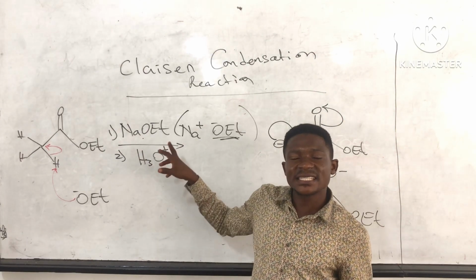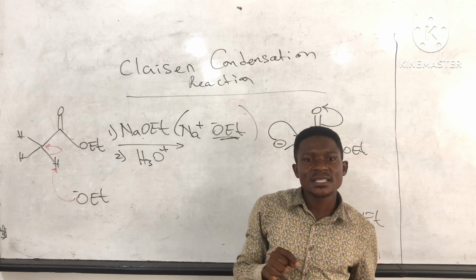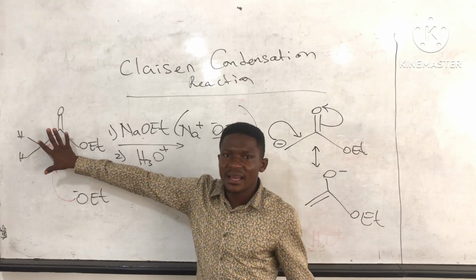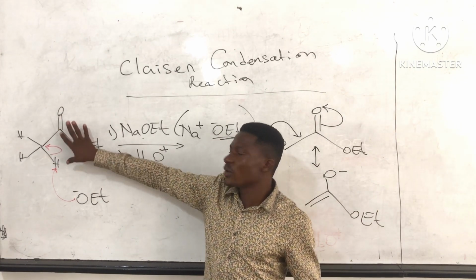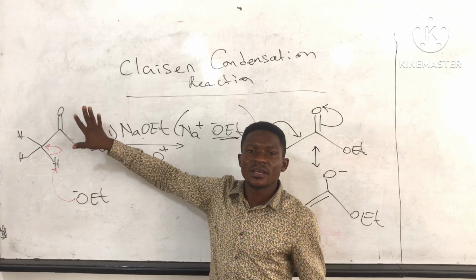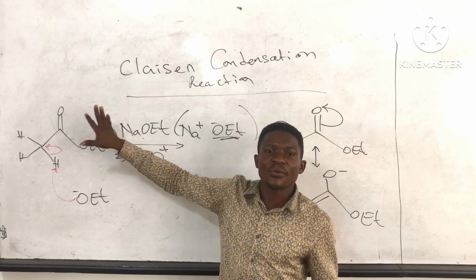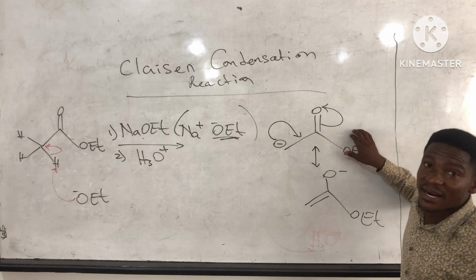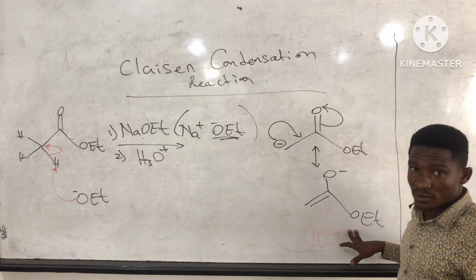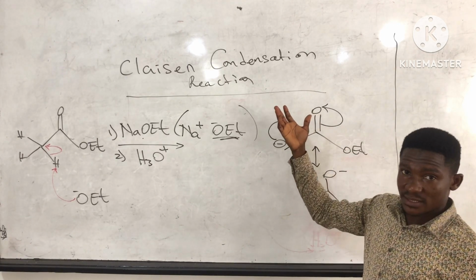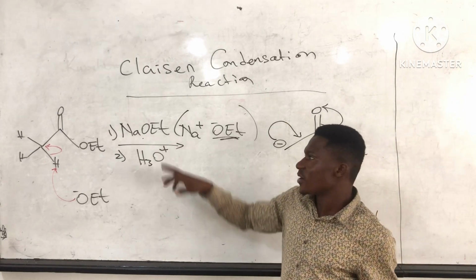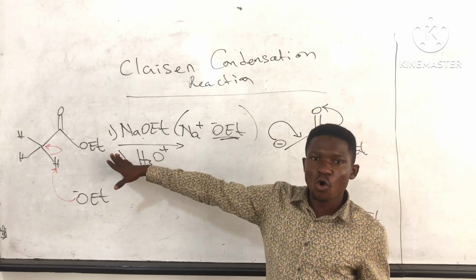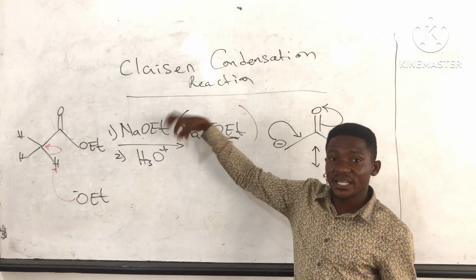And this is a weak base because we don't want the base to completely deprotonate or remove all the alpha hydrogens on all the molecules. We want some of the molecules to be remaining in the solution unreacted, so that we can end up reacting them with our carbanions or our enolate ion in order to form the Claisen product. So that is the main reason why we are using a weak base. Because the base cannot deprotonate all the molecules, we have some of them remaining in the solution.